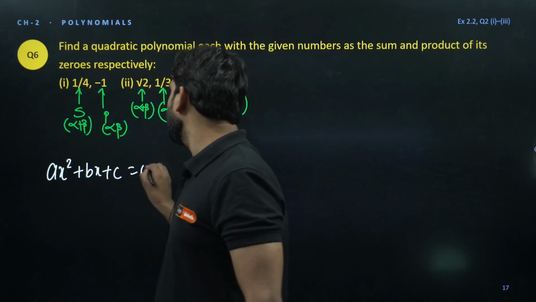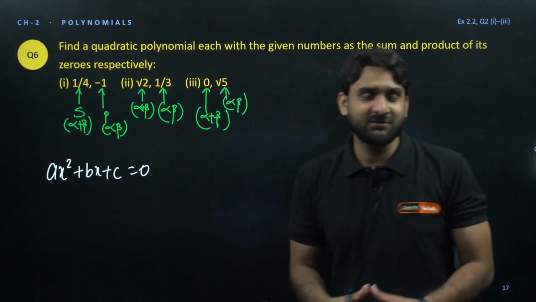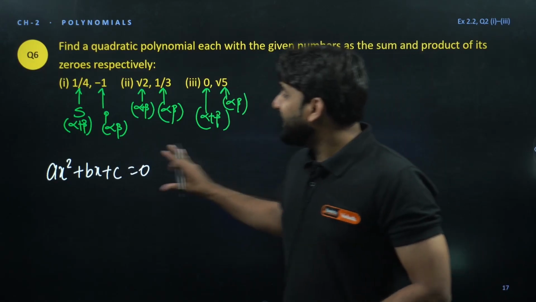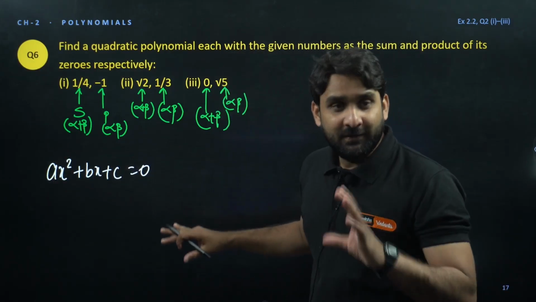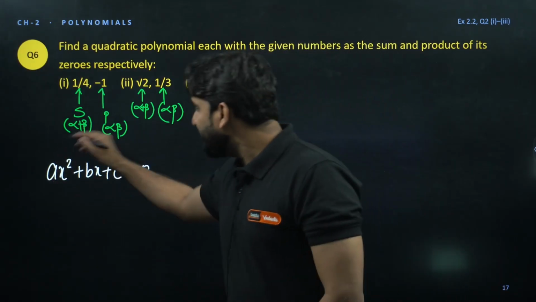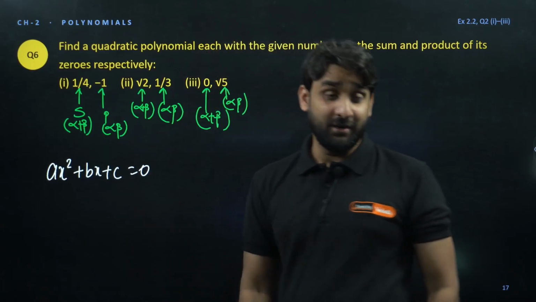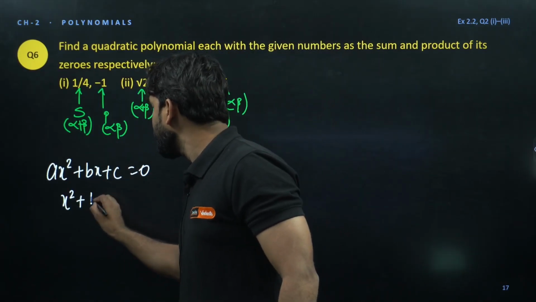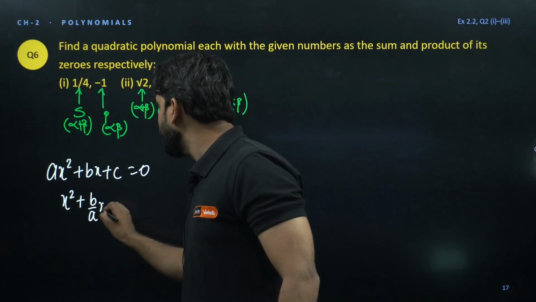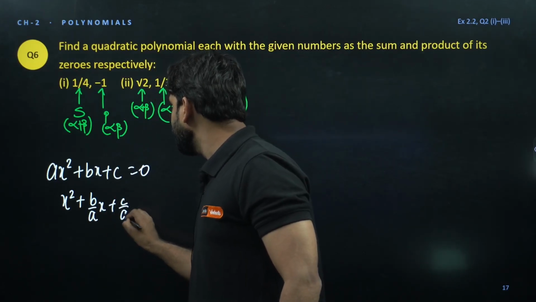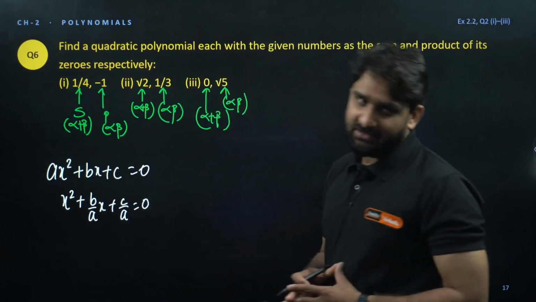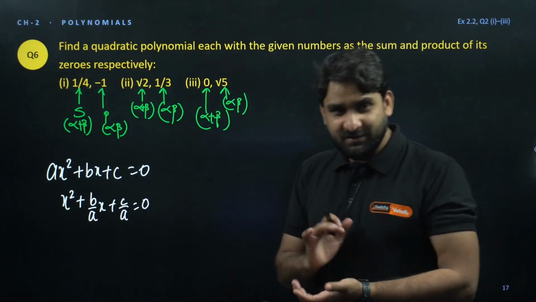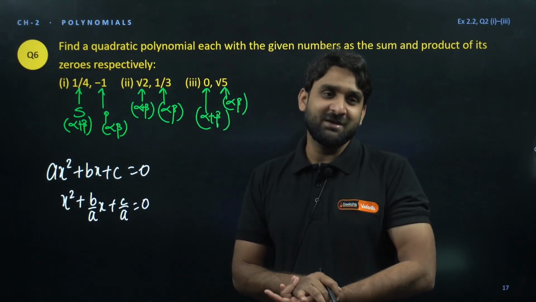I hope you all are aware of this. ax square plus bx plus c is equal to 0. Now do one thing. Divide this entire equation by a on both sides. So if we divide this entire equation by a on both sides, this equation will look like x square plus b by a x plus c by a is equal to 0. Right everyone? And 0 by a will be 0, so I am writing only 0 here. x square plus b by a x plus c by a is equal to 0.